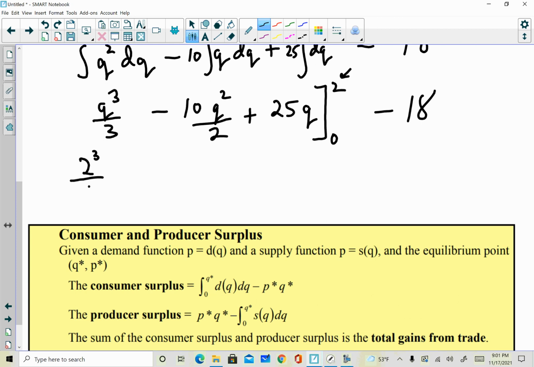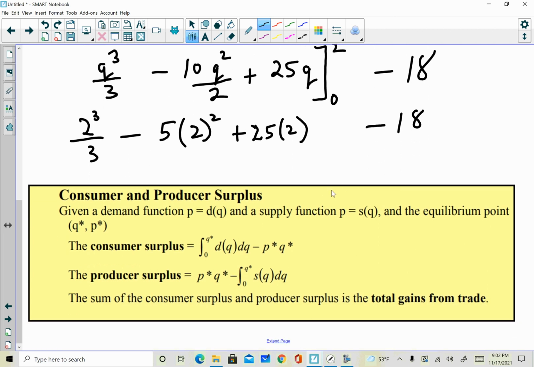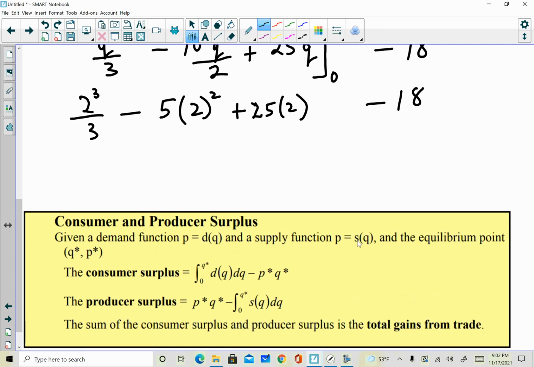2 cubed over 3 minus, here we have 10 over 2, so we can write 5, times 2 squared, plus 25 times 2. The number here is a 0, and each term will be 0 when Q is 0. 0 minus 0 plus 0. So we don't have to write that. Two cubed is 8, so 8 thirds minus 2 squared is 4. 4 times 5 is 20, plus 50 minus 18.